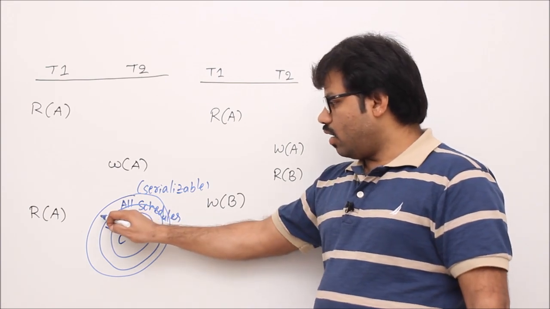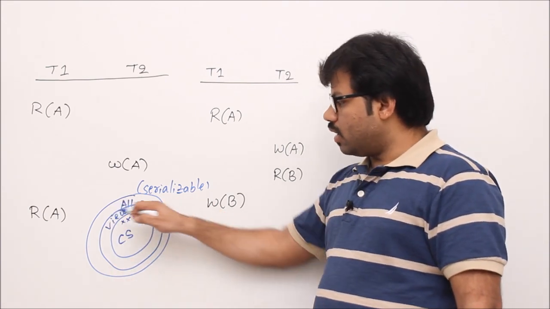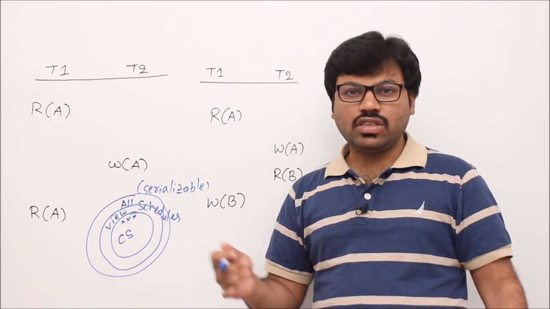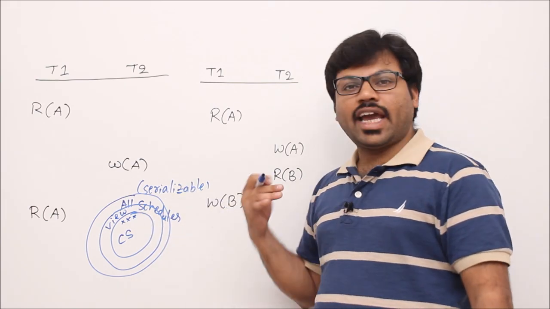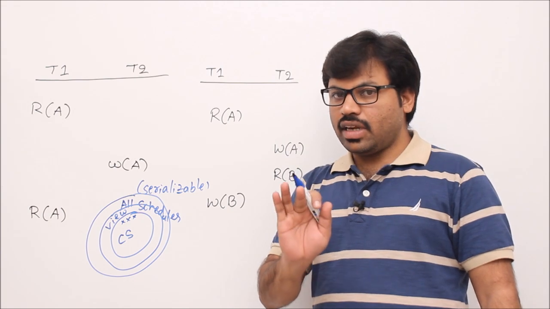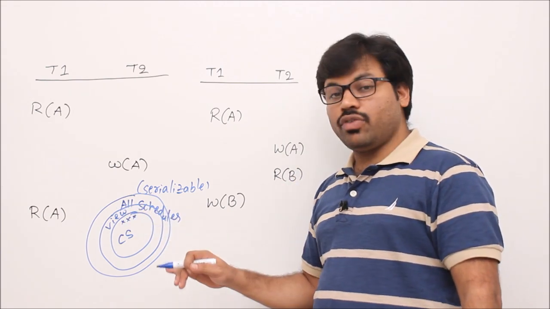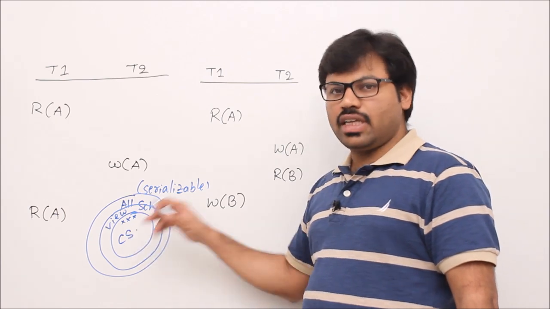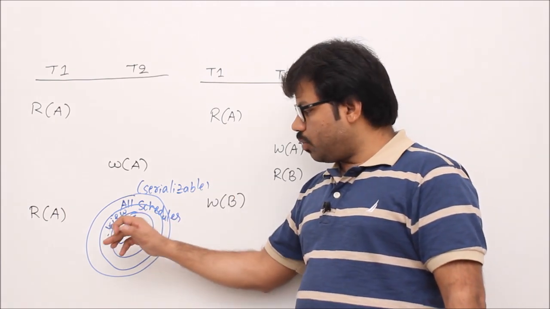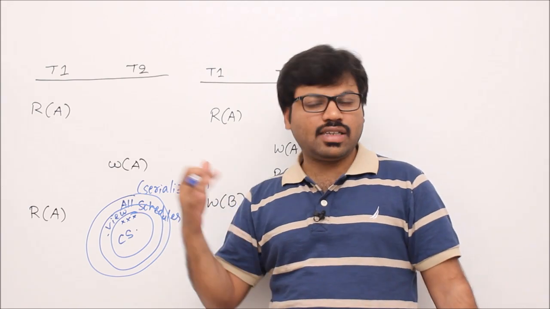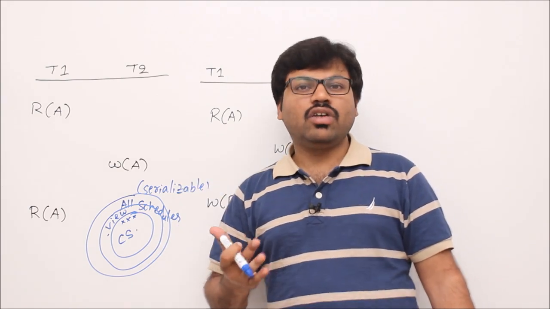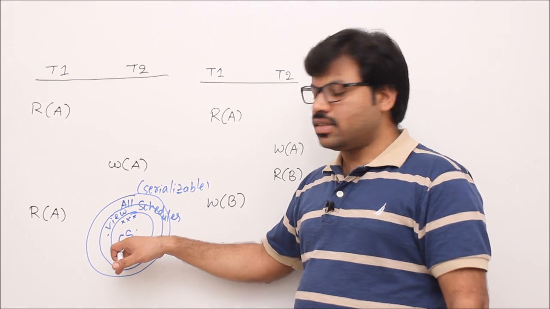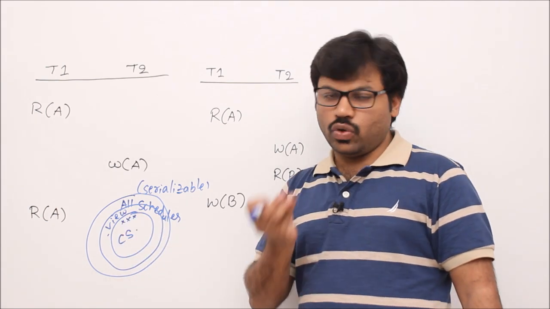Finally, this outer circle, if you see, covers all possible schedules which are good. Good means they can be serializable. Serializable is different from conflict serializable and view serializable. Every conflict serializable schedule is serializable. Every view serializable schedule is also serializable, but there are still some serializable schedules which cannot be caught under CS and cannot be caught under the view definition.